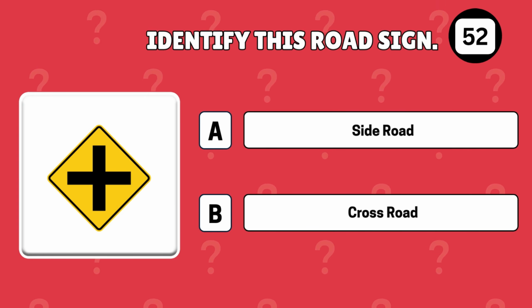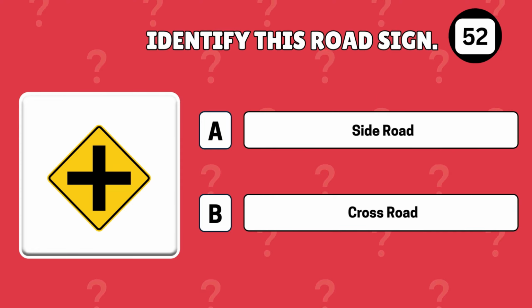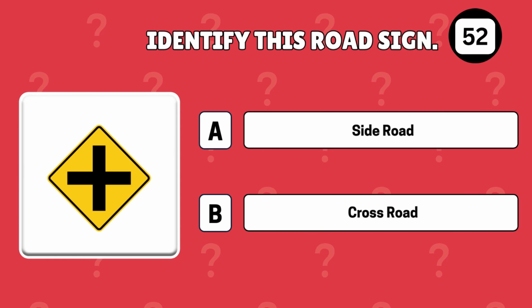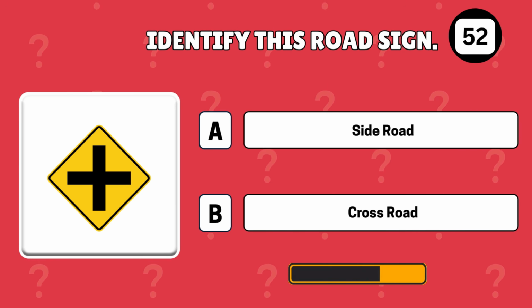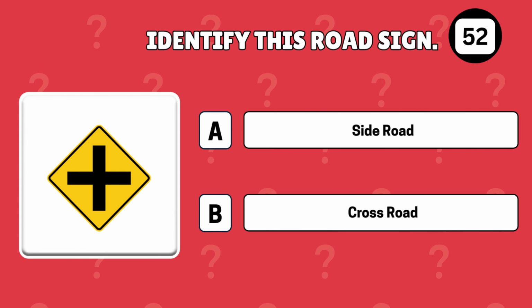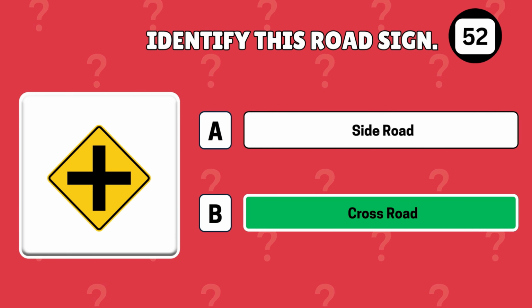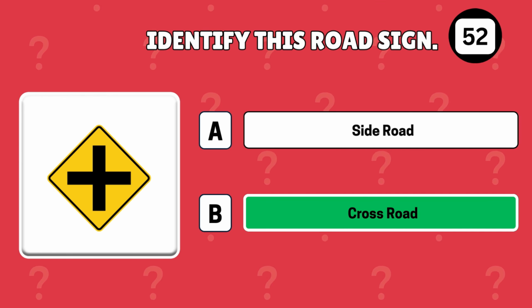Identify this road sign. A. Side road. B. Crossroad. Good observation. This is the crossroad sign.